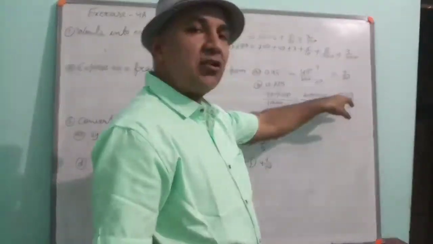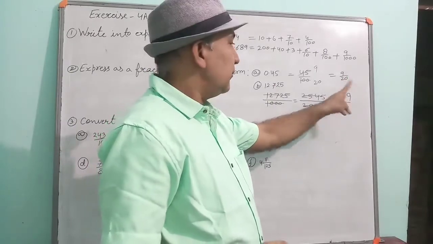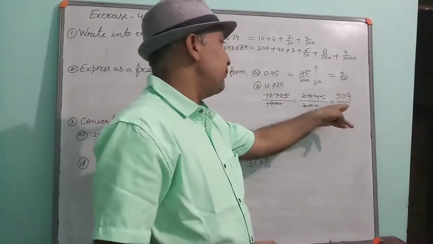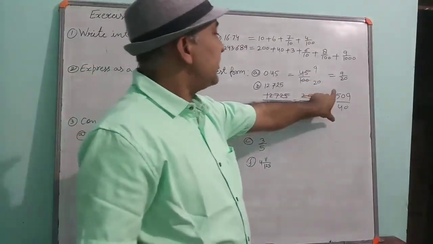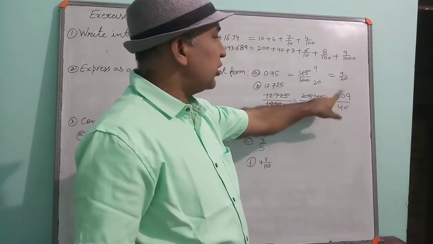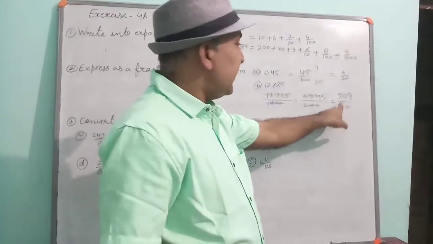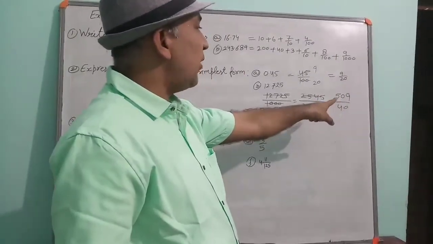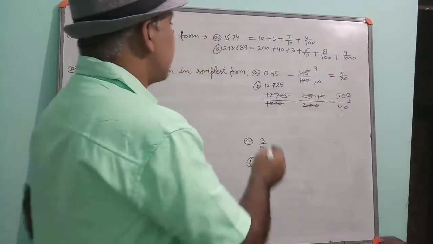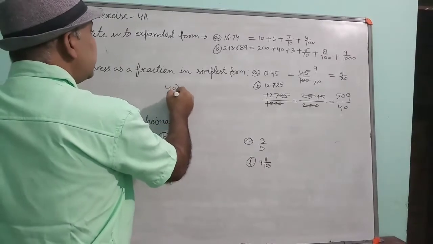Now the numbers are not divisible by any number. Both are in the simplest form. Now children, this is an improper fraction. Are you watching? Numerator is greater than denominator. If your answer comes in this form, must write it into mixed form. And how will you write it into mixed form?